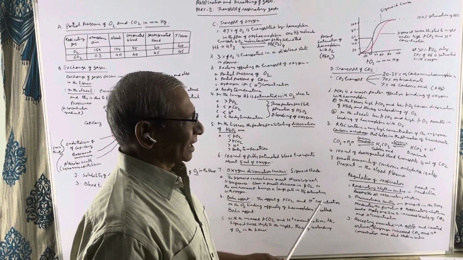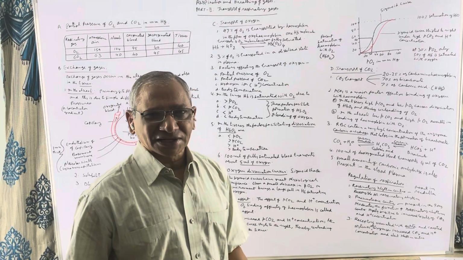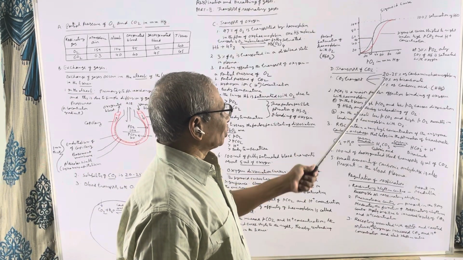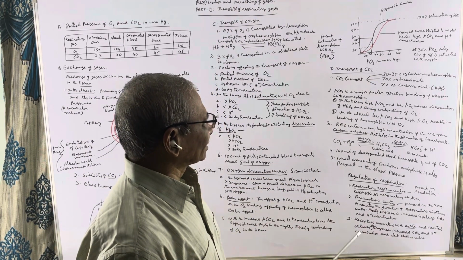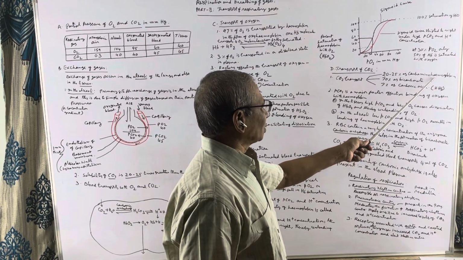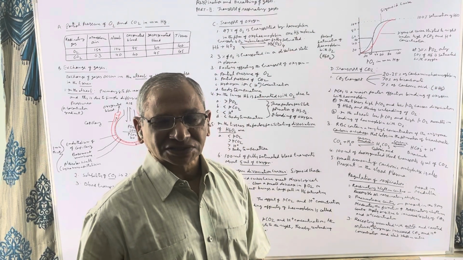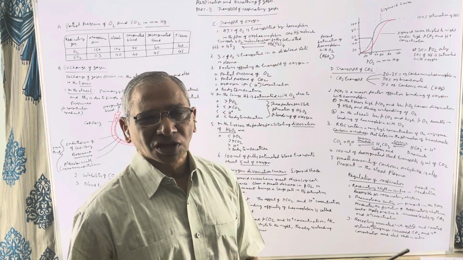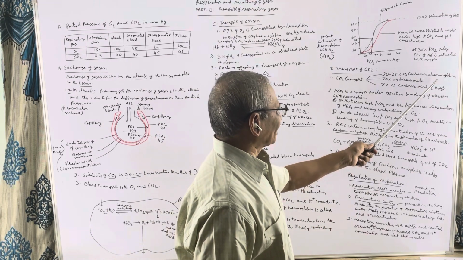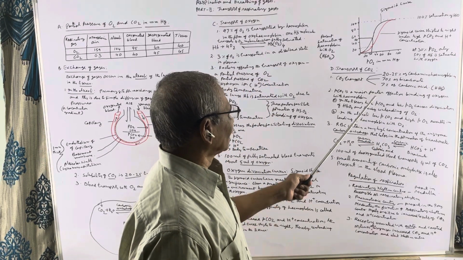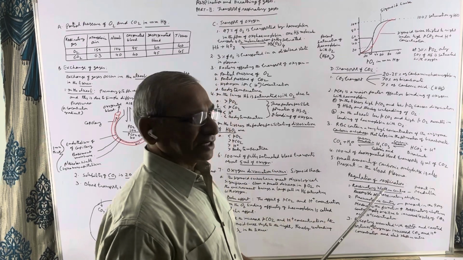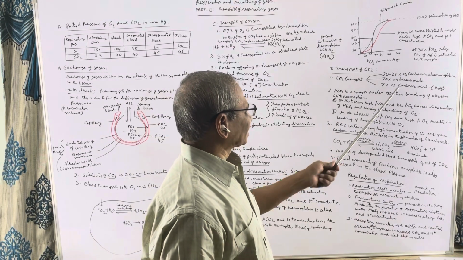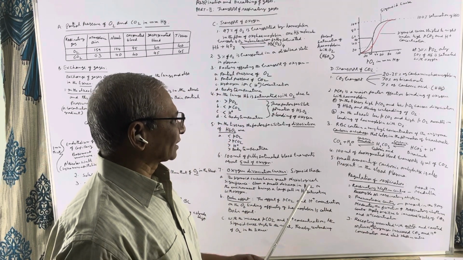Coming to the transport of carbon dioxide. Carbon dioxide is transported in three ways. 20 to 25% of carbon dioxide is transported as carbaminohemoglobin. Carbon dioxide combines with the proteins present in the RBC and forms carbaminohemoglobin. 70% of the carbon dioxide is transported as bicarbonate. 7% of carbon dioxide is transported as carbonic acid.